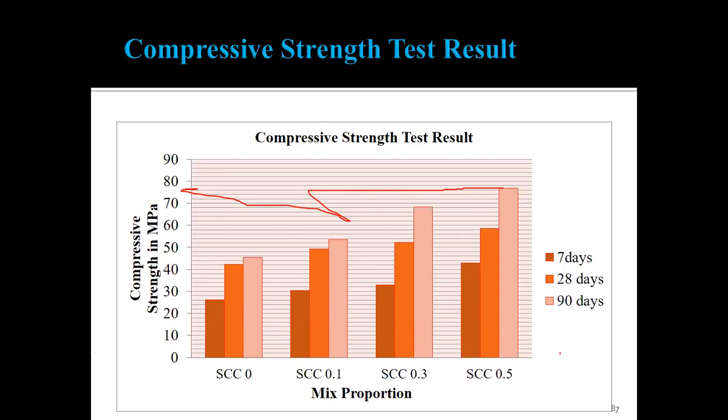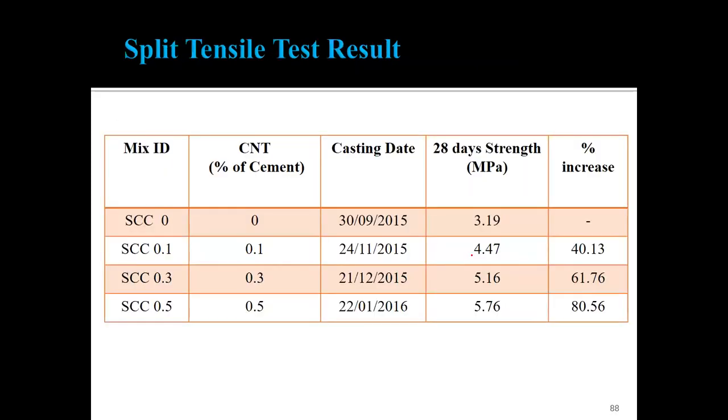So just by adding 0.5% of carbon nanotube, I think that was the question of the HEMA edge, right? Is carbon nanotube durable in concrete? They are very much durable in concrete. This question is very important. How do we do dispersion? Because it's something that is very challenging.